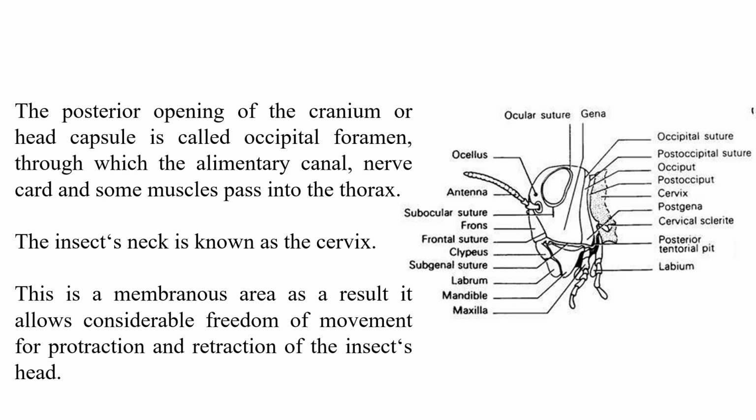The posterior opening of the cranium or head capsule is called the occipital foramen, through which the alimentary canal, nerve cord, and some muscles pass into the thorax. The insect's neck is known as the cervix. This is a membranous area. As a result, it allows considerable freedom of movement for protraction and retraction of the insect's head.